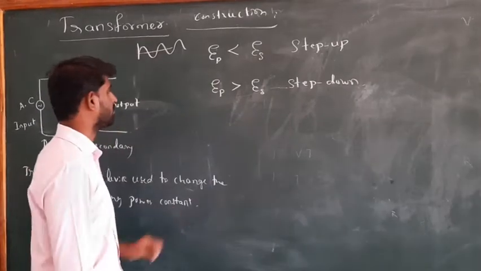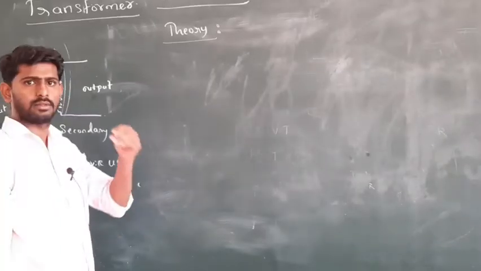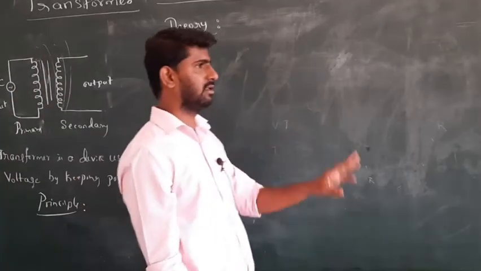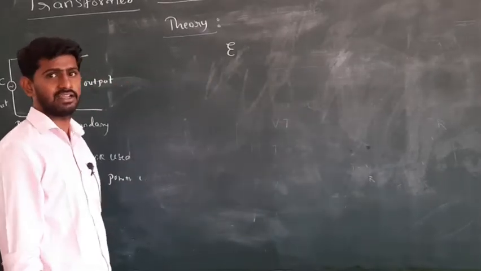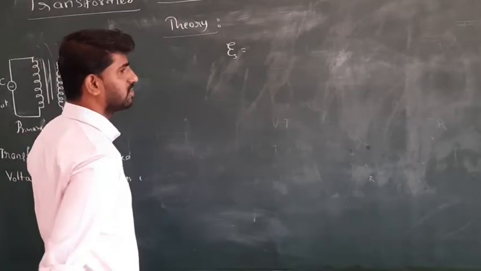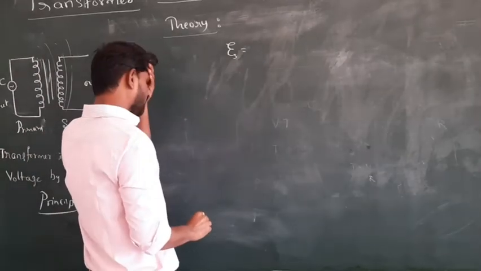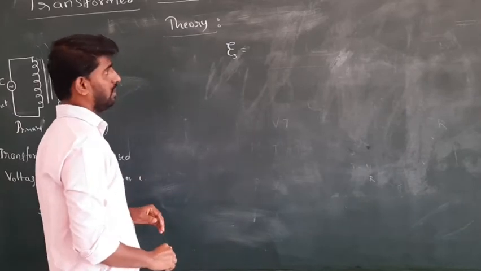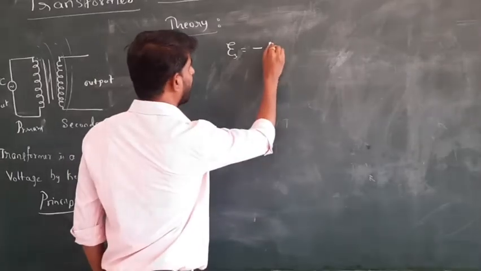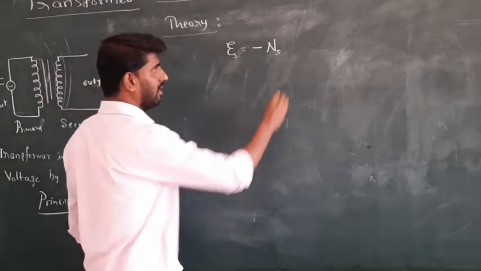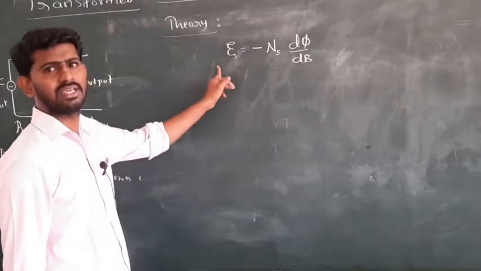So these are the two types of transformers, and this is about the construction. Okay, and about the theory. We know the EMF produced in the secondary coil is due to the primary one. You will write, as per the Faraday law of electromagnetic induction, there will be a negative sign because the induced EMF is opposite to the applied EMF. You will write the number of turns in the secondary coil and the change of magnetic flux. So this is the induced EMF in the secondary coil.